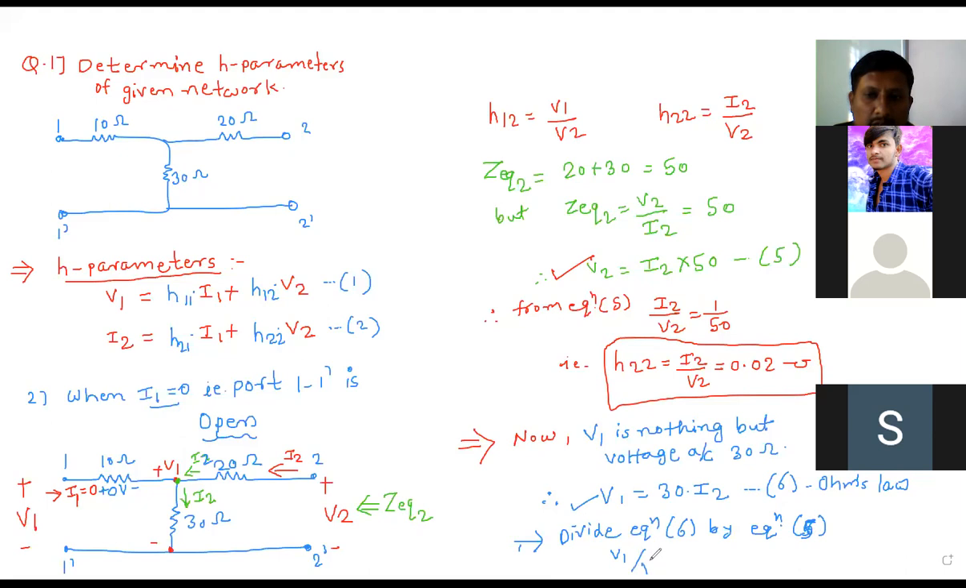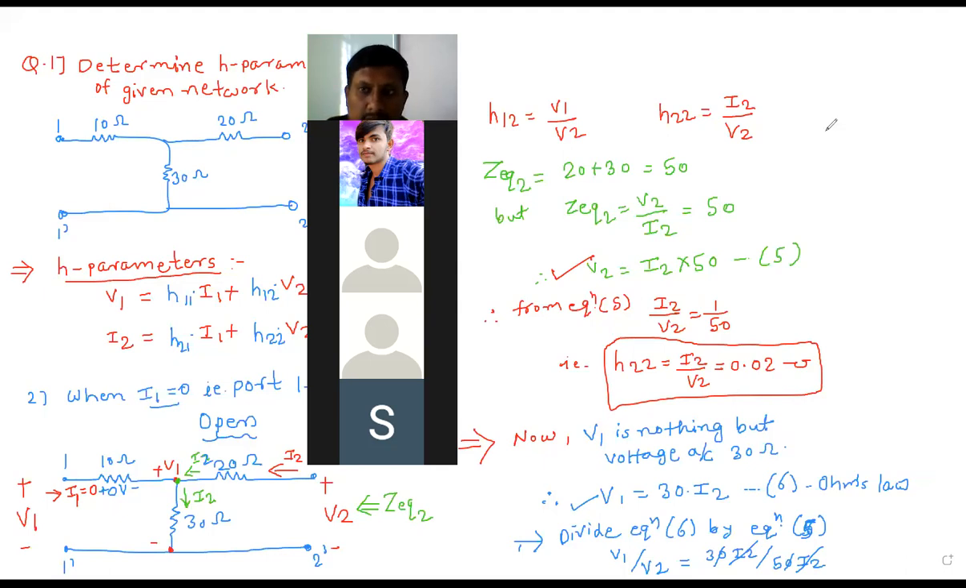So V1 upon V2 will come on the left side. On the right side, see what comes: 30 into I2 divided by 50 into I2. So I2 will get cancelled, 0 and 0 will get cancelled. That is 3 by 5. What is 3 by 5? 0.6. Yes. So V1 upon V2 is equal to 0.6.